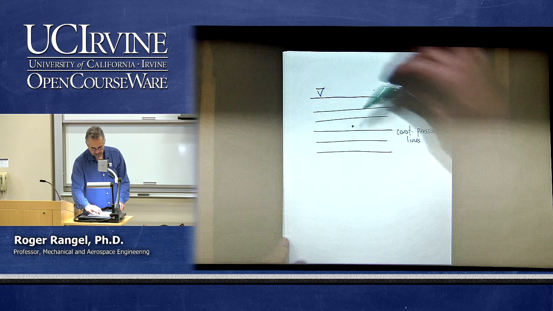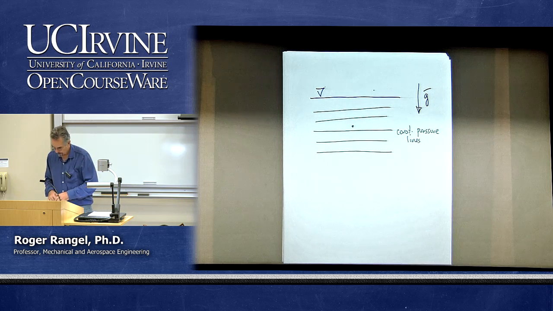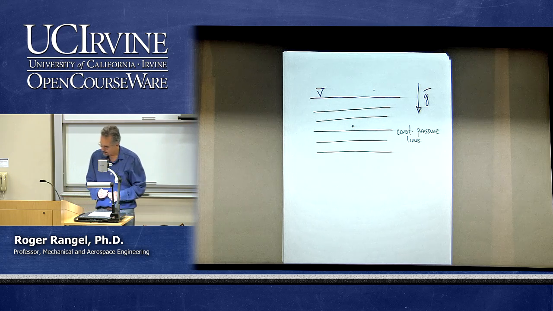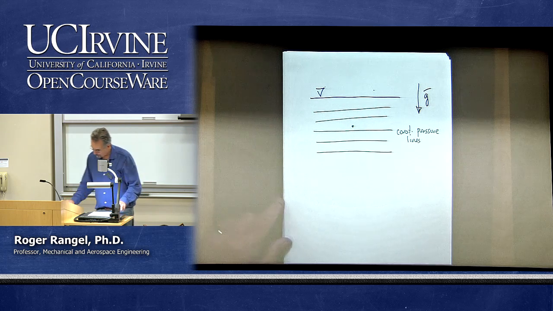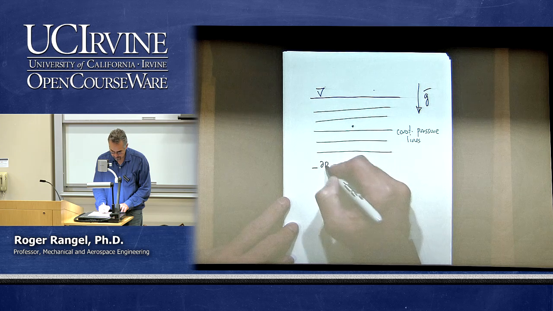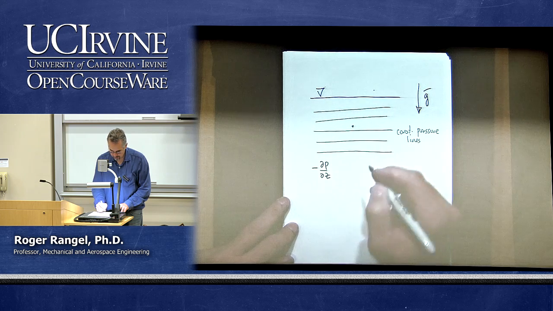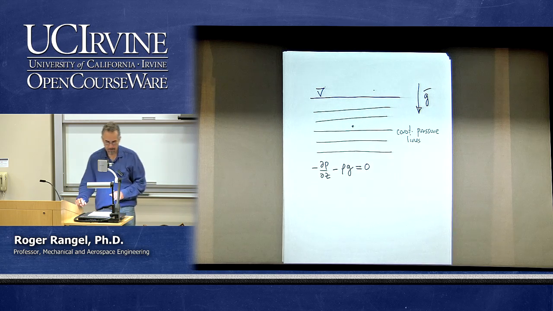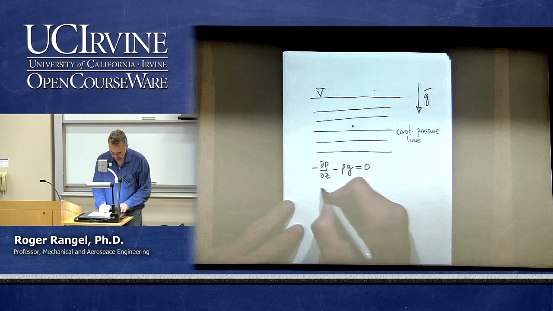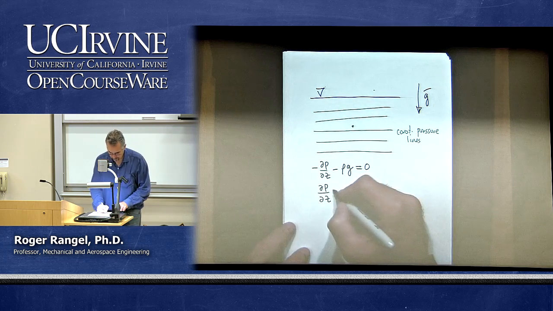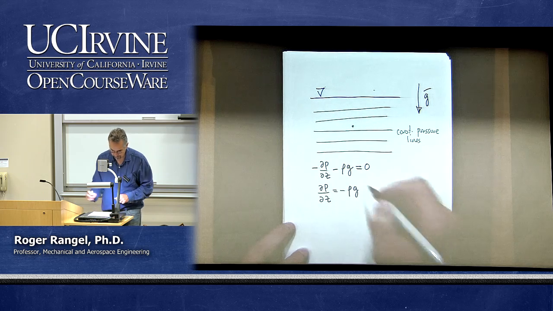I only change pressure if I move across those constant pressure lines. So how do I find that pressure variation then? Well, we have two options. Our important equation is the last one that we wrote: minus dp/dz minus rho g equals 0. Or we can write this as dp/dz equals minus rho g.